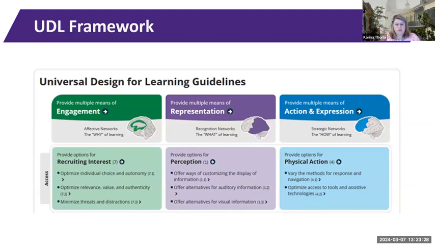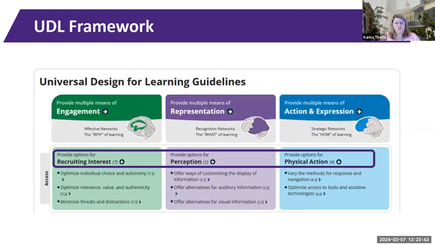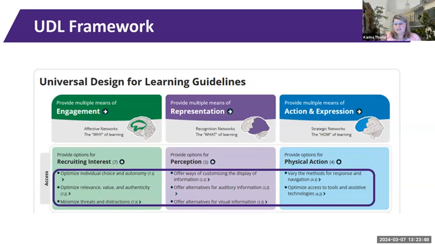The UDL framework is made up of three main principles for improving teaching and learning, and they are engagement, representation, and action and expression. Each principle is then broken down into guidelines, and then the guidelines have corresponding checkpoints that provide more detailed suggestions. I'm going to start by briefly reviewing each of these principles as we move forward in today's workshop, and then we will get more in-depth with suggestions for applying these specific checkpoints to transform your course.